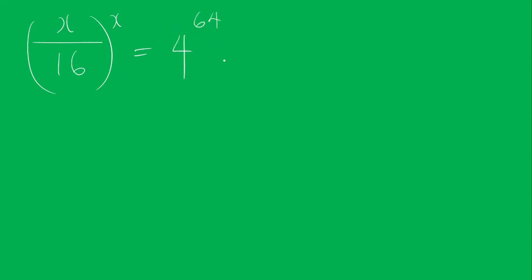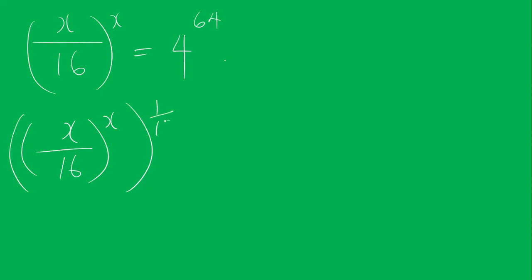Having done this, we can now divide the powers by a particular value. What we do to this side, we also do to the other side. So we now have x all over 16 raised to the power x, raised to the power 1 all over 16.